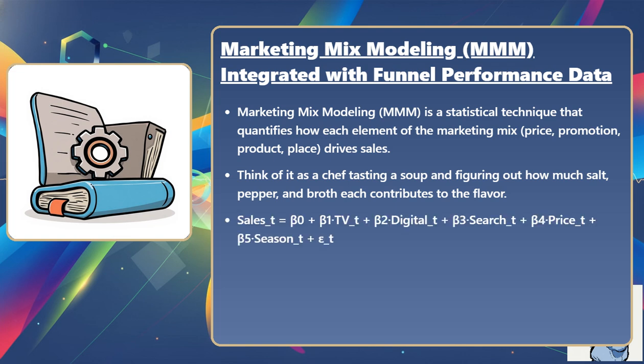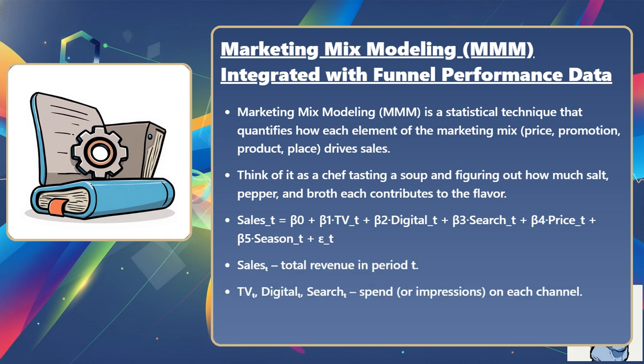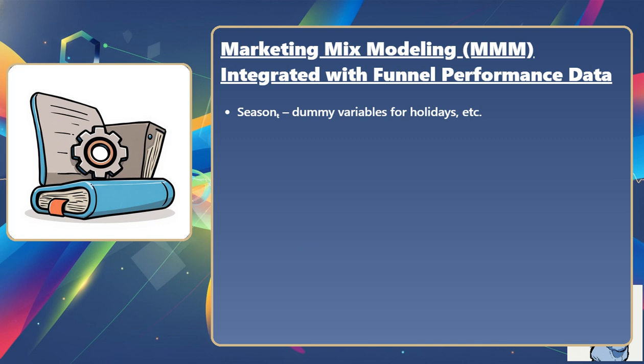Sales_t = β0 + β1 × TV_t + β2 × Digital_t + β3 × Search_t + β4 × Price_t + β5 × Season_t + ε_t. Sales_t is total revenue in period t. TV_t, Digital_t, Search_t are spend or impressions on each channel. Price_t is average selling price. Season_t is dummy variables for holidays and so on. Beta coefficients capture the media elasticity, sales increase per dollar spent.